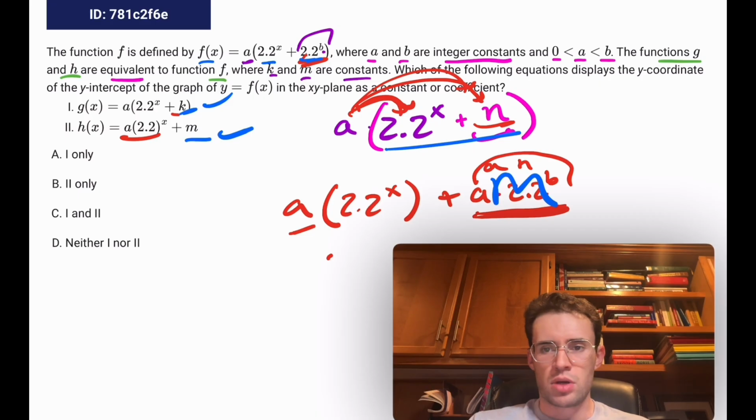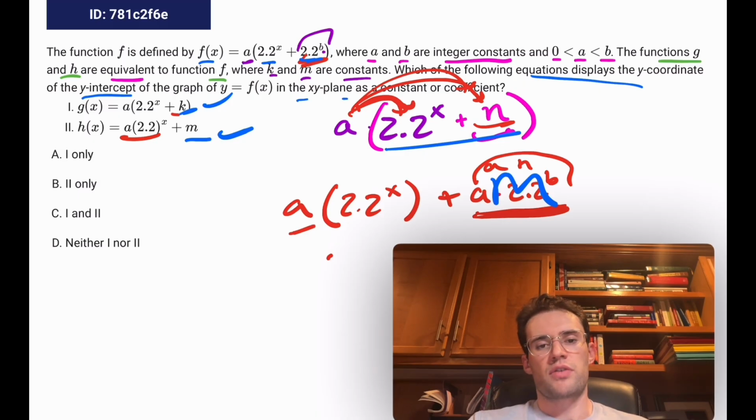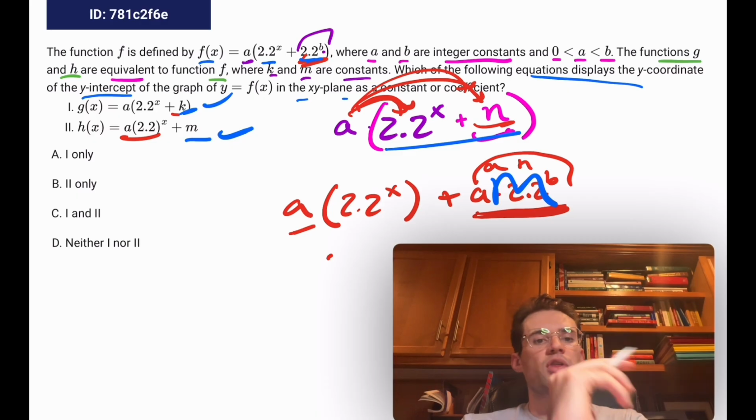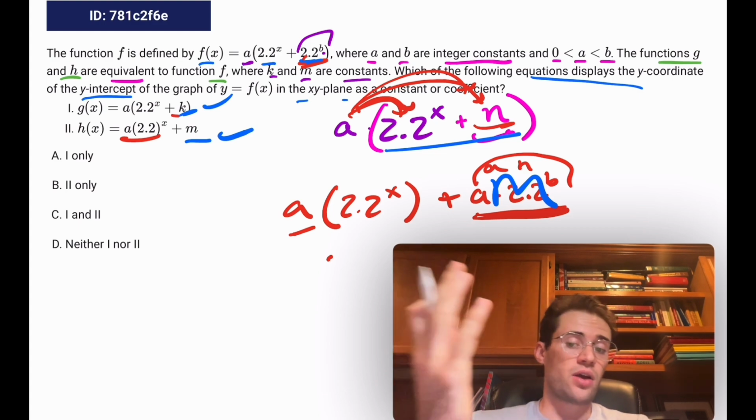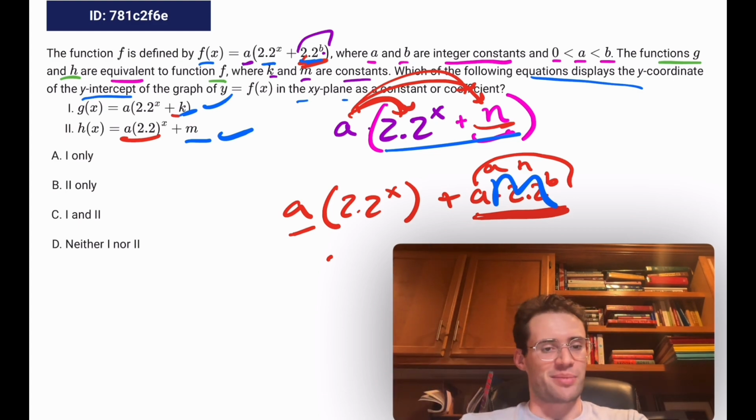Right? So it's just saying, which of the following equations displays the y-coordinate of the y-intercept of the graph y equals f of x in the xy plane as a constant or coefficient? Oh, okay, so that's the tricky part here. I thought the question was asking, are those acceptable ways to write it? They are acceptable ways to write it, which I guess they told us down here, because they said g of x and h of x. So these are other ways of writing it. But what they're asking is, are either k or m, or both of them, the y-intercept?